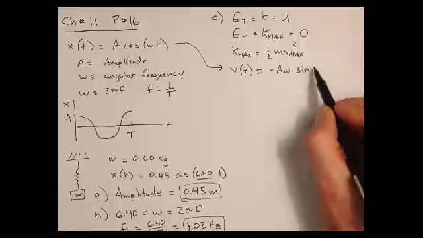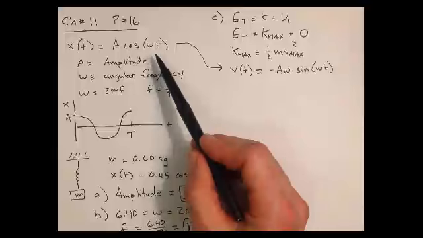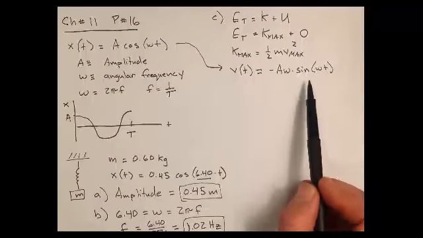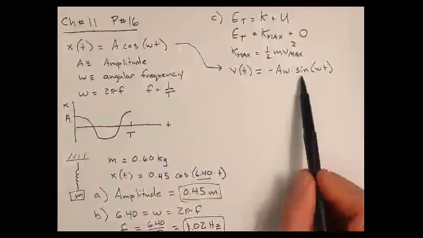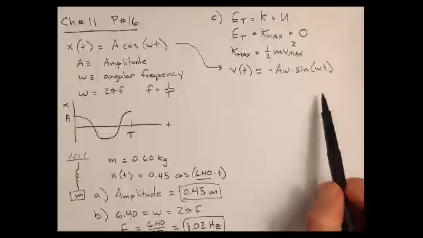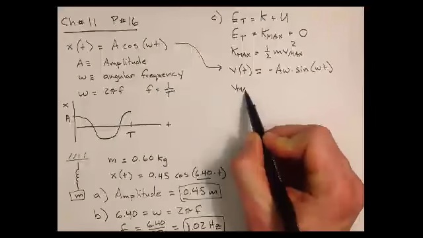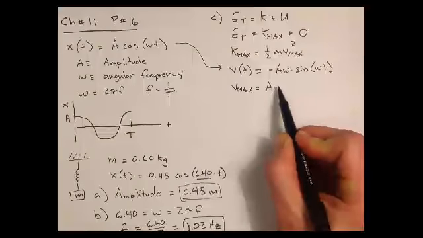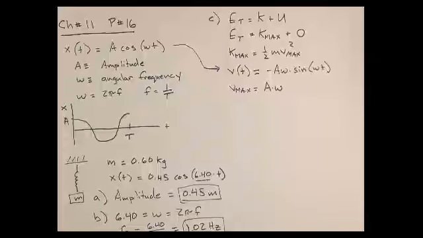So I claim that if this is my position as a function of time, my velocity as a function of time would look like this. I took the derivative, okay? What is the maximum value this gets? Well, sine omega t, the maximum value any trig function gets is 1. So I claim that Vmax is equal to the amplitude times omega. So that's my plan for how I'm going to do this.